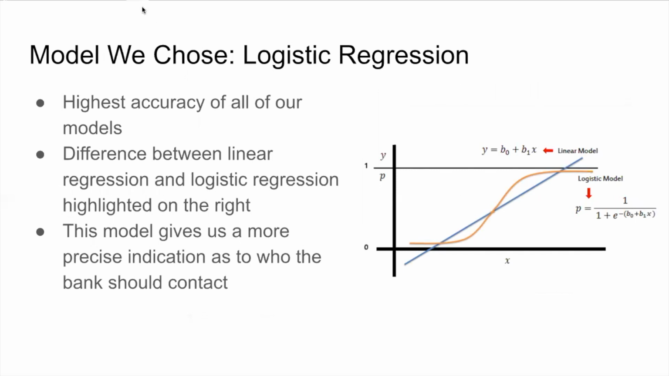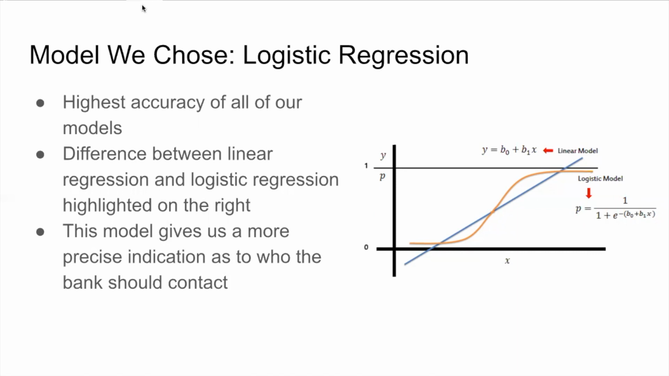So the model we chose was logistic regression. It had the highest accuracy out of all of our models. Logistic regression had 79.75%. Random forest had 73.4%. KNN had 72.88%. And decision tree had 74.5%.